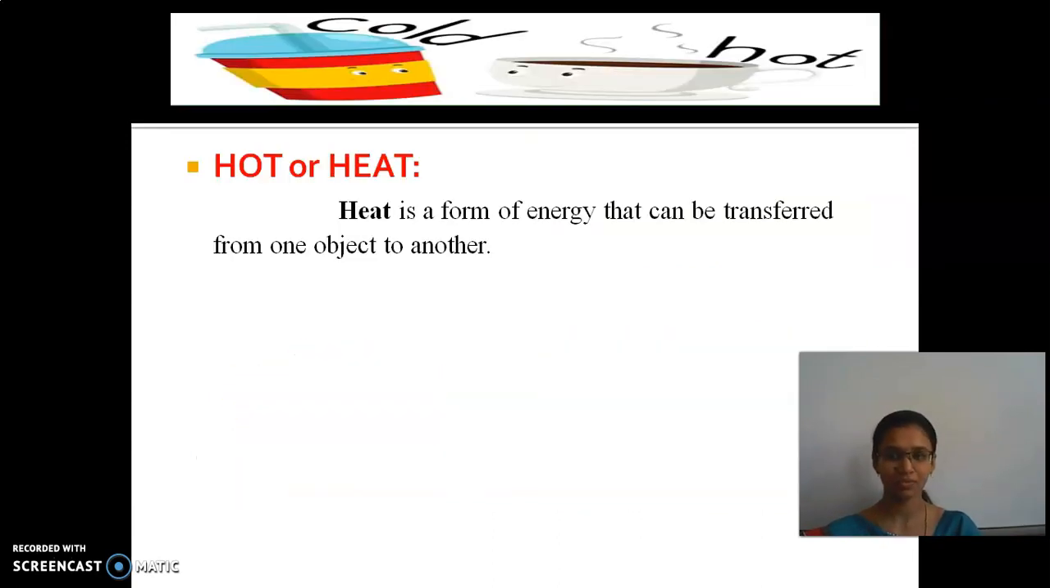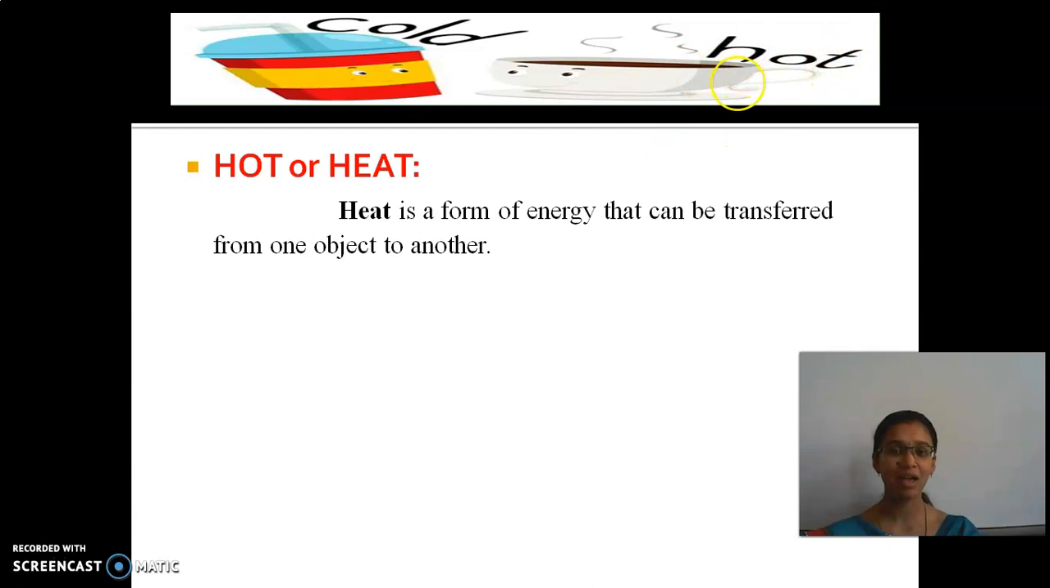Okay. So, first, what is the opposite of hot? Yes, you have already learned this in your lower classes, right? What is the opposite for hot? Cold. So, first we will see what is meant by hot, or it can be called heat.